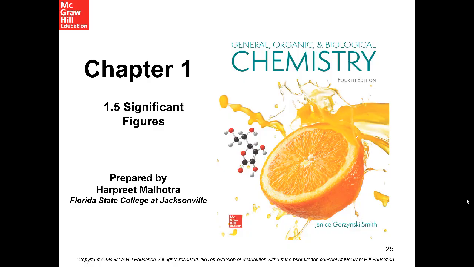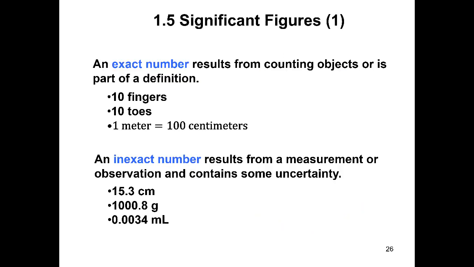One thing we have to talk about when we're looking at measurements is how accurate can we be, or how precise are our measurements. And so that tells us how many significant figures that we can use. An exact number is something that you have defined. So if you count your fingers or your toes, or if you say this is equal to this, that's called an equality, then those are exact numbers.